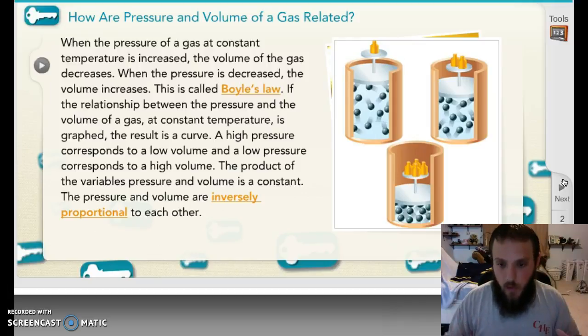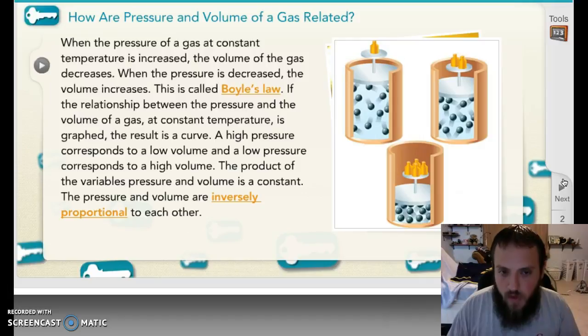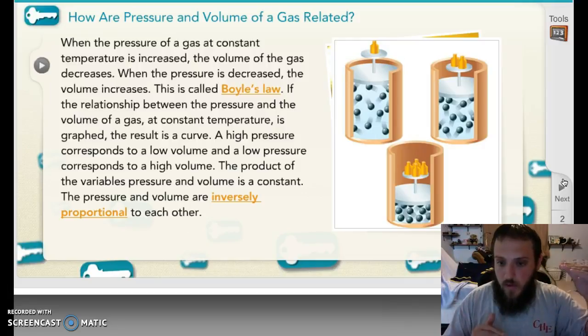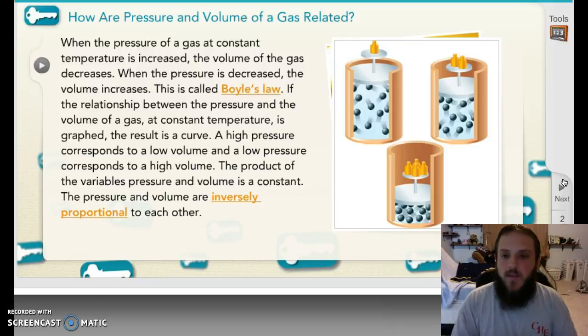Think of it this way. You can smash a gas, right? Now, this is called Boyle's Law. This tells you that pressure and volume are inversely proportional to each other. Inverse just means when one goes down, the other goes up. When one goes up, the other goes down. This gives us a very big, complicated formula that I'm about to show you. So, hold on.